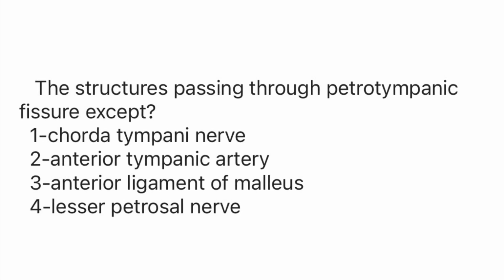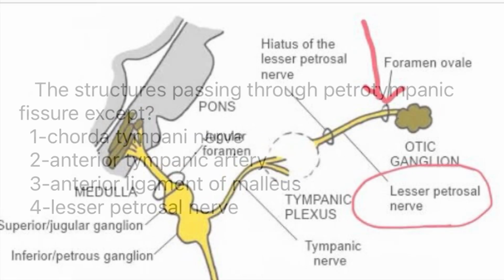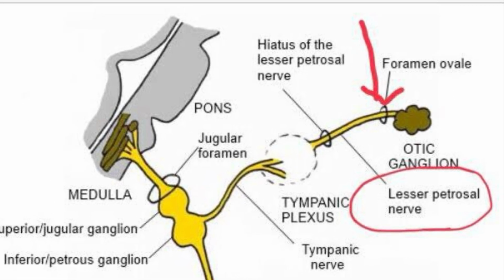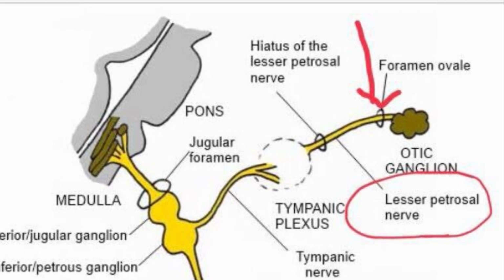The lesser petrosal nerve goes through the canaliculus innominatus into the middle cranial fossa between the foramen ovale and foramen spinosum and goes into the hiatus of the lesser petrosal nerve. So the answer to this question is lesser petrosal nerve.